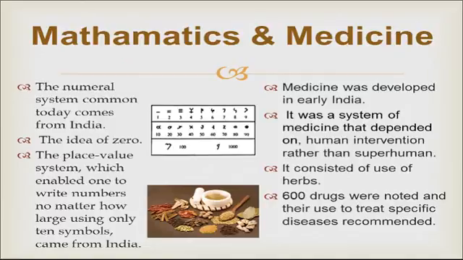Mathematics and medicine. India plays a huge role in mathematics and medicine. Actually, the numeral system common today came from India. And the idea that there was a zero came from India. The place value system, which enables us to write numbers no matter how large, but only using 10 symbols, came from India.